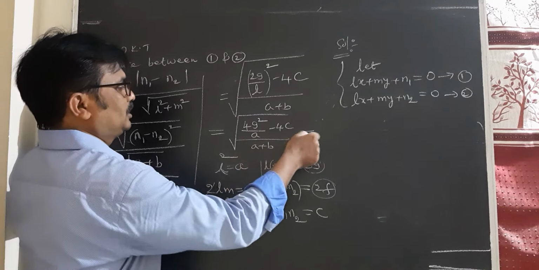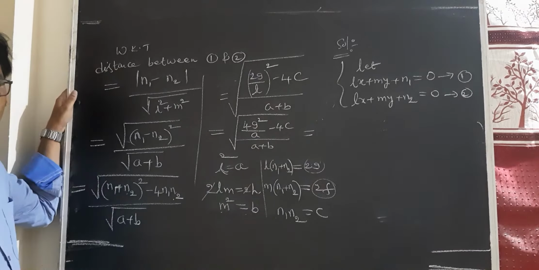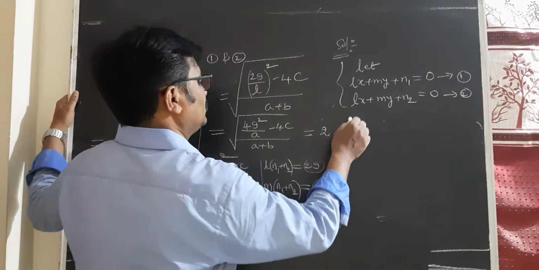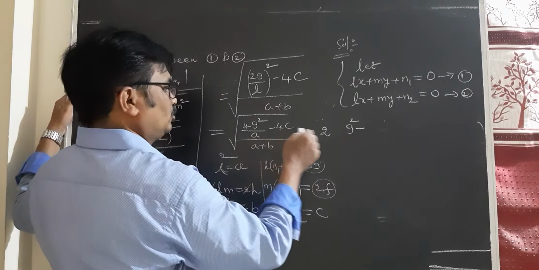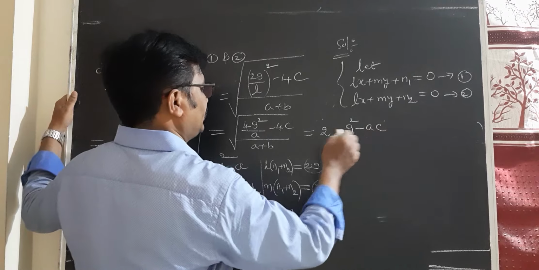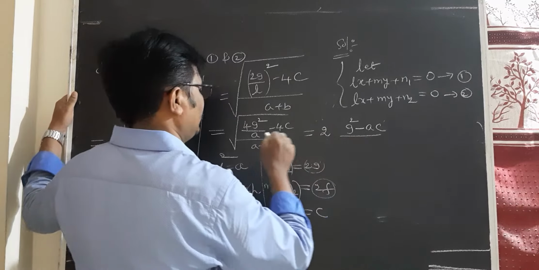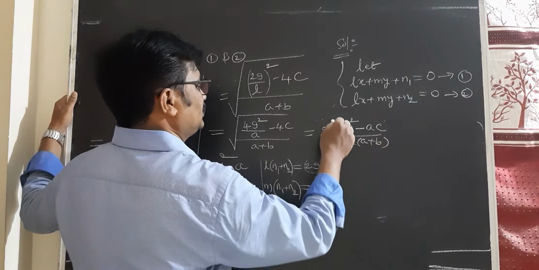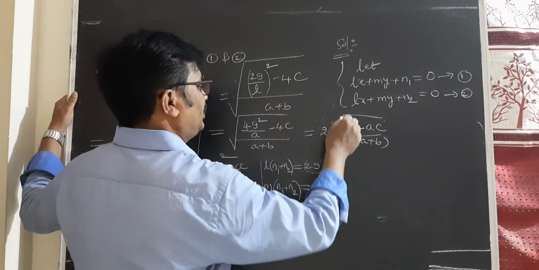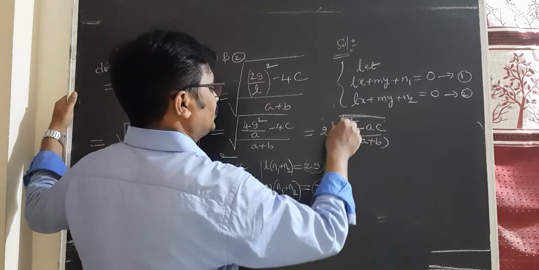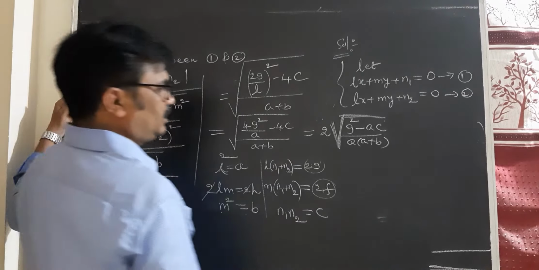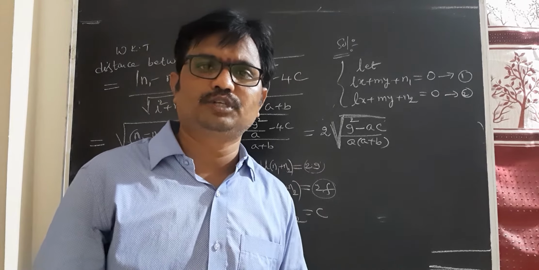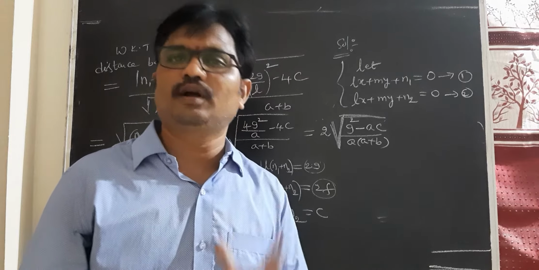This is, students, we are taking the common factor 4. Root 4 is 2. g square a minus ac, we are taking the common factor 4, and the LCM is a into a plus b. So the distance between the parallel lines represented by the equation ax square plus 2hxy plus by square plus 2gx plus 2fy plus c equal to 0.